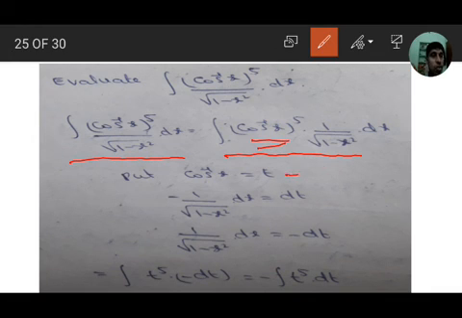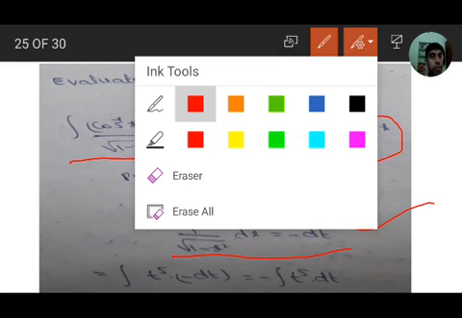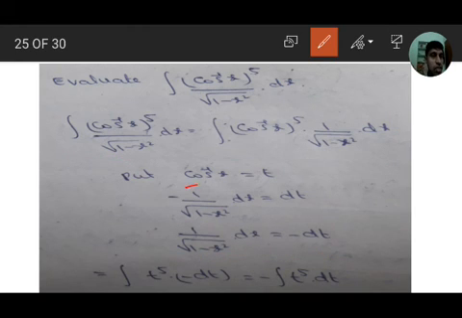Put cos inverse x equal to t and its derivative minus 1 by square root of 1 minus x square dx. Here we don't have the minus, so minus goes to RHS. We get 1 by square root of 1 minus x square dx equal to minus dt. Okay. Here we are taking cos inverse x equal to t and its derivative minus 1 by square root of 1 minus x square dx. Here we don't have the minus, so minus goes to RHS, that is 1 by square root of 1 minus x square dx equal to minus dt.